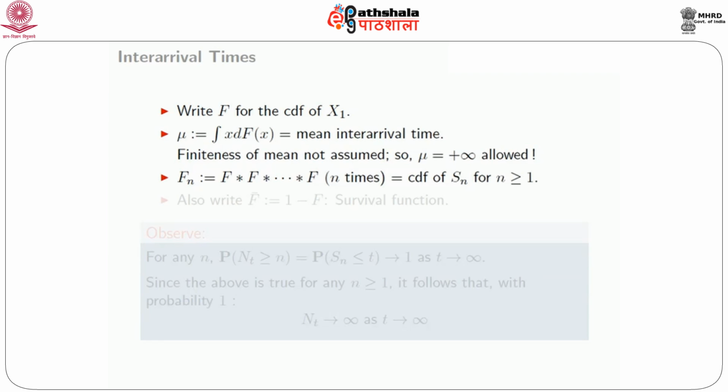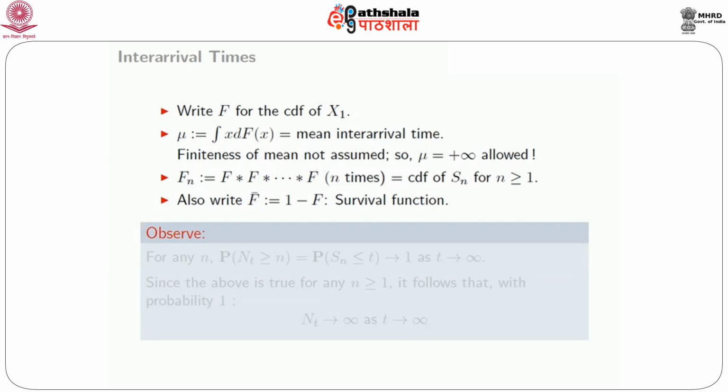Another notation that we are going to see is a simplifying notation. Fn represents F convolved with itself n times. What that means essentially is that if you look at x1, x2, ..., xn, IID with common distribution F, and look at the sum x1 plus x2 plus etc. plus xn, that is Sn, then Fn represents the cumulative distribution function of Sn. Another very important and commonly used notation is F bar, which is just 1 minus F. This is often called the survival function.